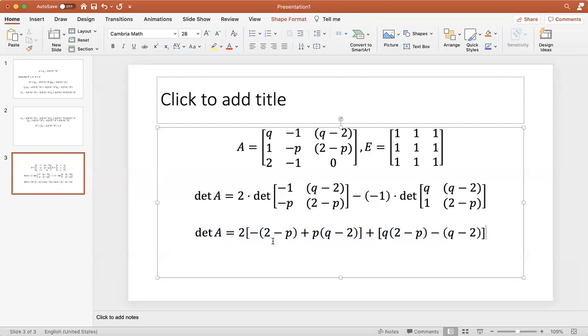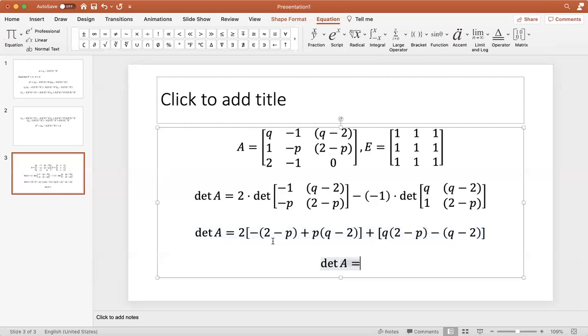Now, expanding this expression, you have the determinant of A that will be equal to negative 2 times 2 minus p, plus 2p times q minus 2, plus q times 2 minus p, and minus q minus 2.